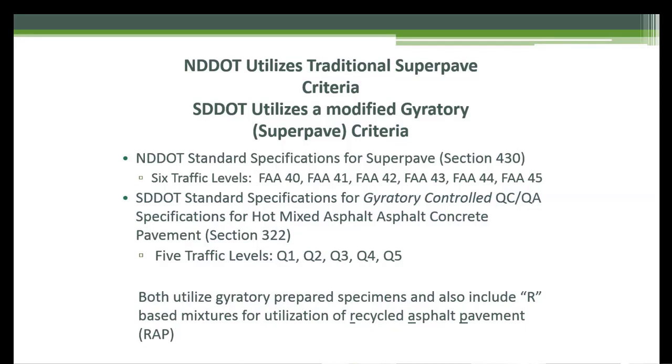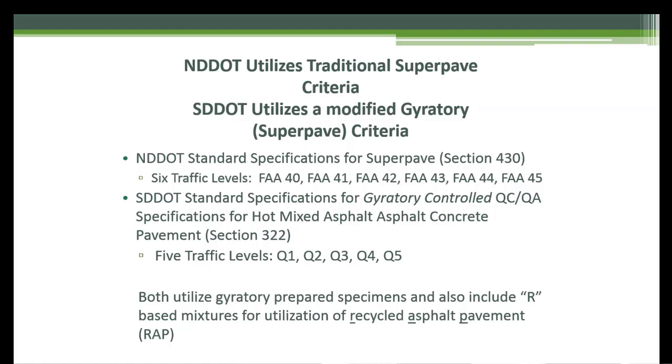Both utilize gyratory prepared specimens, meaning we use the gyratory compactor, sometimes called the Super Pave gyratory compactor, to prepare our specimens, both for evaluating field sampled mix, as well as the mix design development prior to the project starting. On both sides, the DOT more and more, roughly about 50% of the mixes that are produced by the DOT now include the use of RAP, or recycled asphalt pavement.